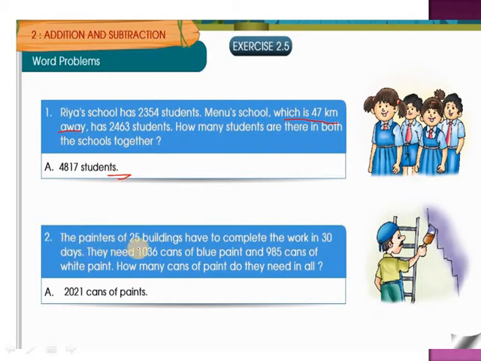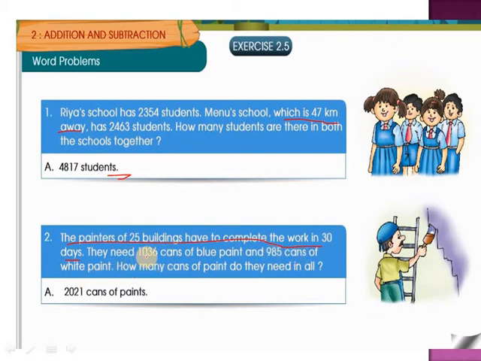Next, B. The painters of 25 buildings have completed the work in 30 days. They need 1036 cans of blue paint and 985 cans of white paint. How many cans of paint do they need in all? See here, the painters of 25 buildings completing the work in 30 days, this is the extra information they have given. So we only have to find how many cans of paint they need in all. So here 1036 cans of blue paint and 985 cans of white paint.